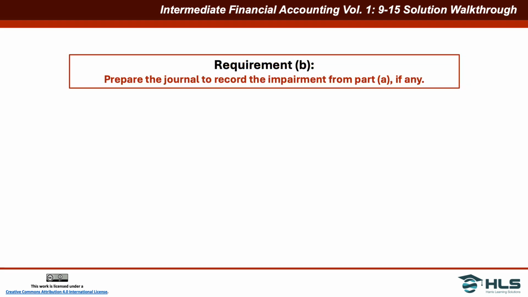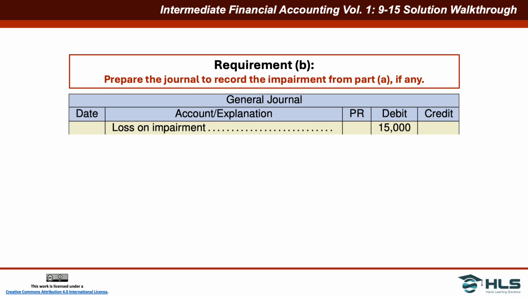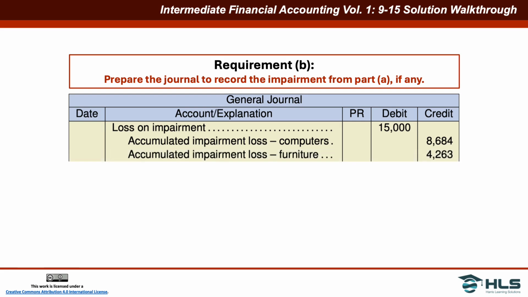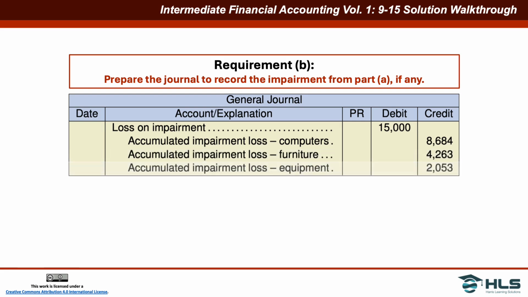Requirement B asks us to prepare the journal entry to record the impairment from Part A, if any. Based on the work we just did, we saw that there was impairment. So what we're going to do is debit a loss on impairment account for the entire $15,000, and then credit accumulated impairment loss accounts for the computers for $8,684, furniture $4,263, and equipment of $2,053. And that's a journal entry.